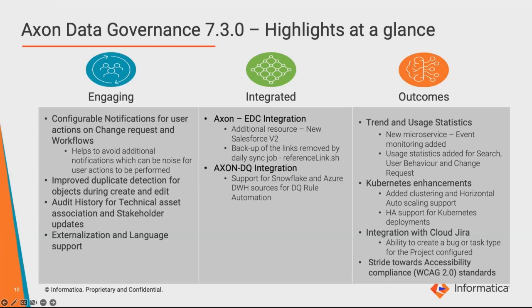We also improved our duplicate detection mechanism. We updated the algorithm there, and also the Axon EDC integration, where it came up with a bunch of new resources and for DQ rule automation as well, supporting new resources like Snowflake or Azure Data Warehouse. Let's cover in detail each of these topics, and I'll be sharing some of the screenshots and, as a part of the demo, as well.